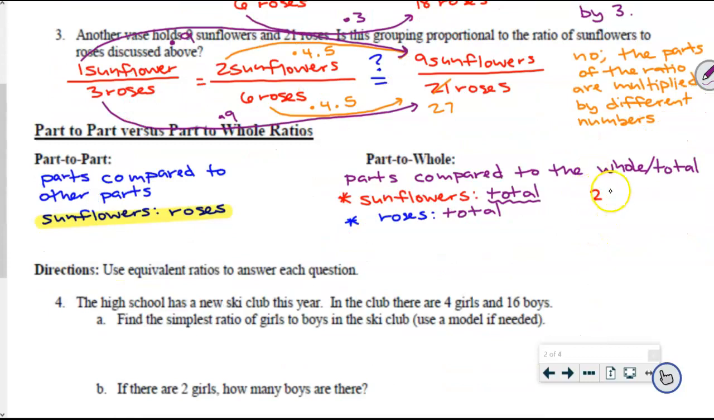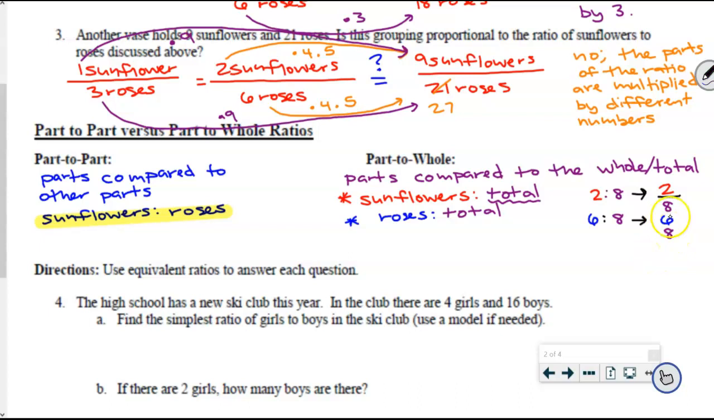So 2 to 8, which we can also write, now that we're in 7th grade, we can write this as a fraction. So 2 to 8. Tell me the roses. What is the ratio for the roses? Sage. 6 to 8. Again, where did that 8 come from? Because we're adding the parts and the parts to get the total amount, which is 8. And as 7th graders, we can also write this as 6 to 8.